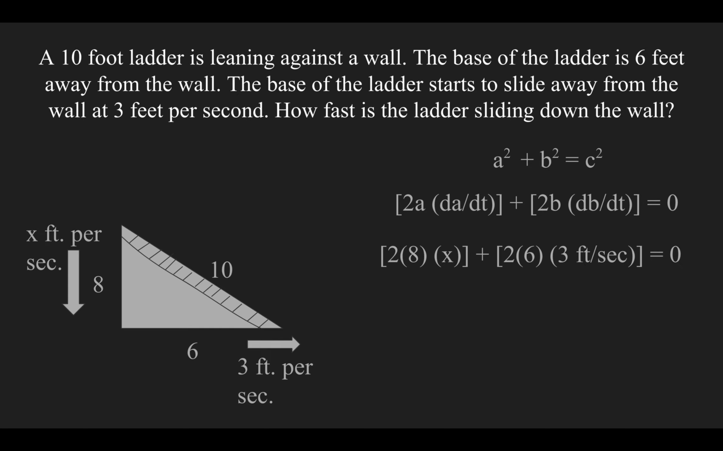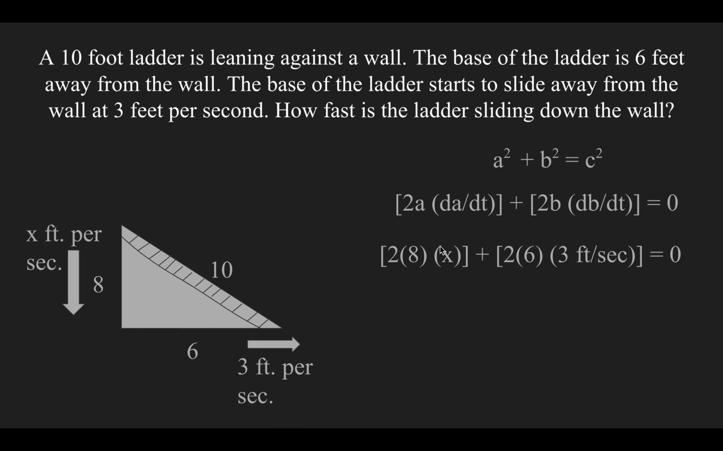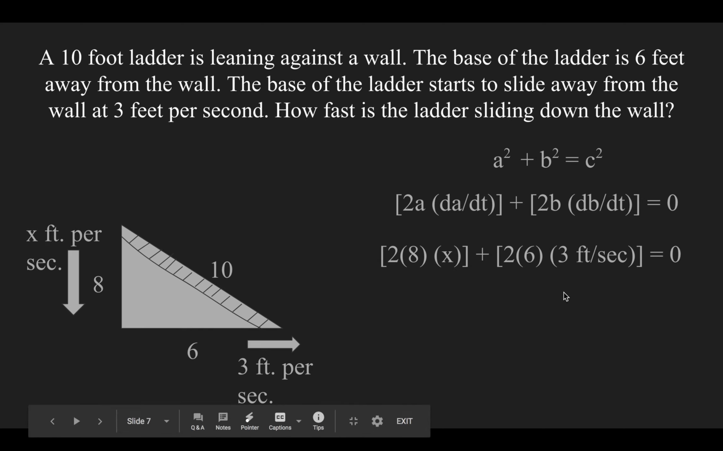And then from here, you're just going to plug in what you know. So I know a is 8, right? A, B, C. So a is 8. The rate it's changing is what we're looking for, so it's x. Plus 2 times b, which is 6, times the rate that b is changing at, 3 feet per second. Simplify this. You're going to have 16x plus 36 equals 0, and you're going to get x equals negative 9/4 feet per second.